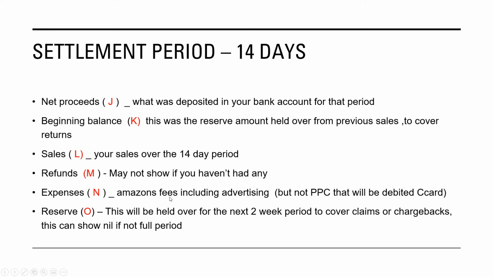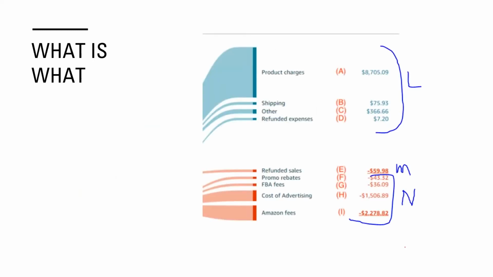Expenses are all your Amazon fees, including advertising, but it's not PPC. That's debited to a separate credit card. And reserve, which is O, will be held over for the next 2-week period covering claims or chargebacks from the previous 2 weeks. So it's a bit hard to get your head around, but once you understand it, it's quite easy. Okay, so L is sales, M is refunds, and N is all your Amazon fees.